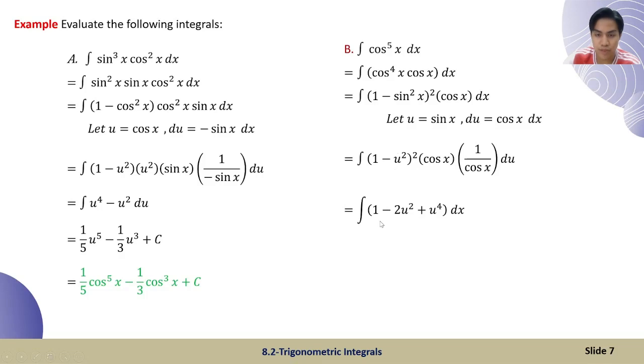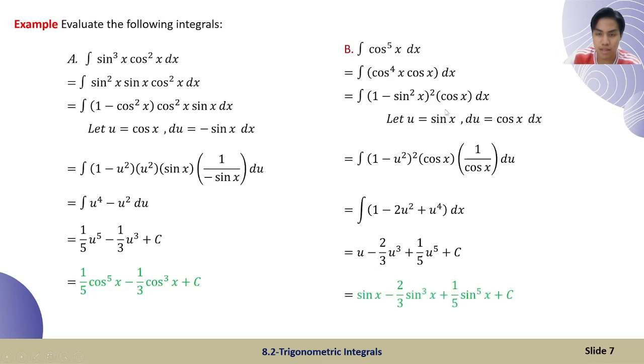From then on, we just have to do basic manipulation. This one right here will be equal to 1 minus 2u to the power of 2 plus u to the power of 4 du, and then we just do simple integration. The integral of 1 is u, the integral of minus 2u squared will be equal to 2 over 3 multiplied by u to the power of 3, and u to the power of 4 will be equal to 1 over 5 times u to the power of 5 plus c.